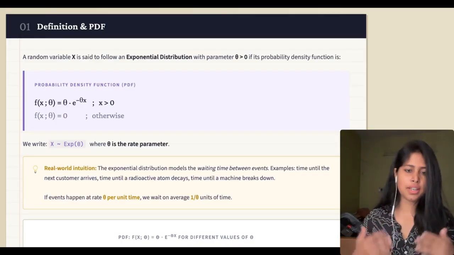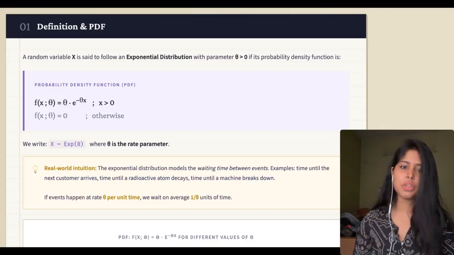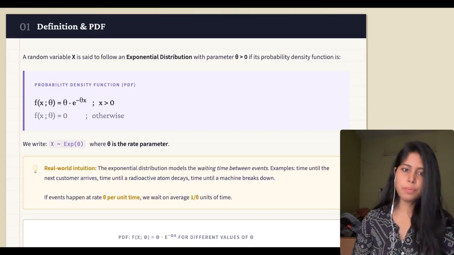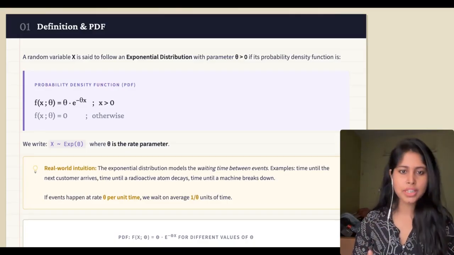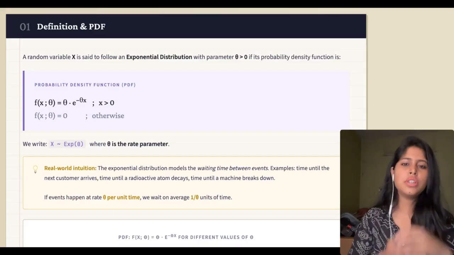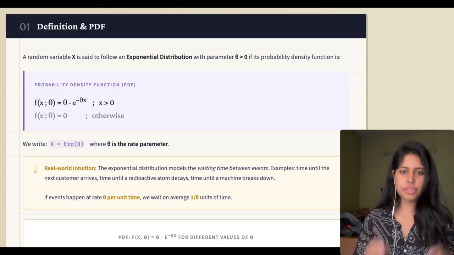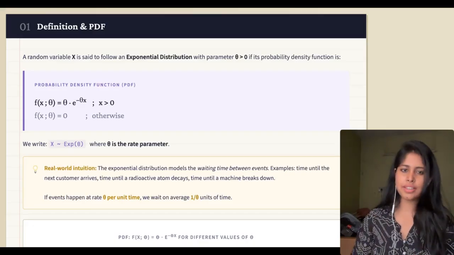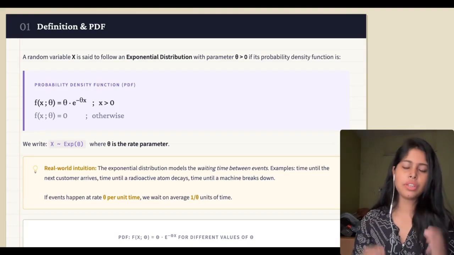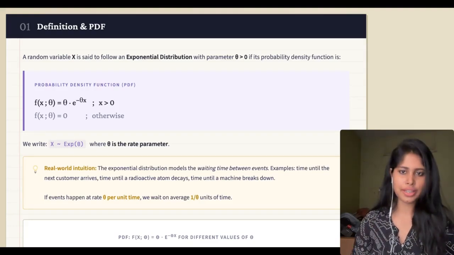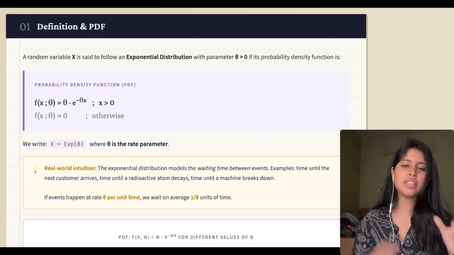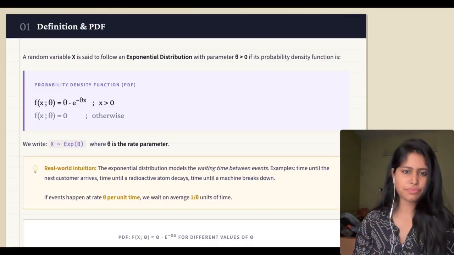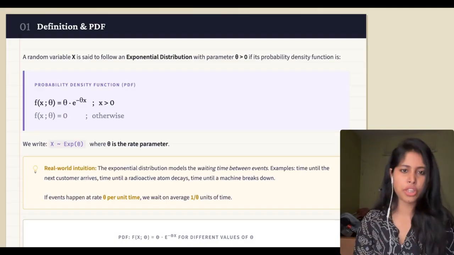Because we are studying continuous distributions, we won't be using PMF. PMF was for discrete distributions, right? And for continuous distributions, we only have the PDF, that is, the probability density function. Now, what is the PDF? PDF is f of x comma theta. Theta, as I said, is a parameter, right? And the PDF is theta times e to the power minus theta x for x greater than 0, and 0 otherwise, right? And we write this as x follows exponential theta. Okay, that is the notation of the exponential distribution.